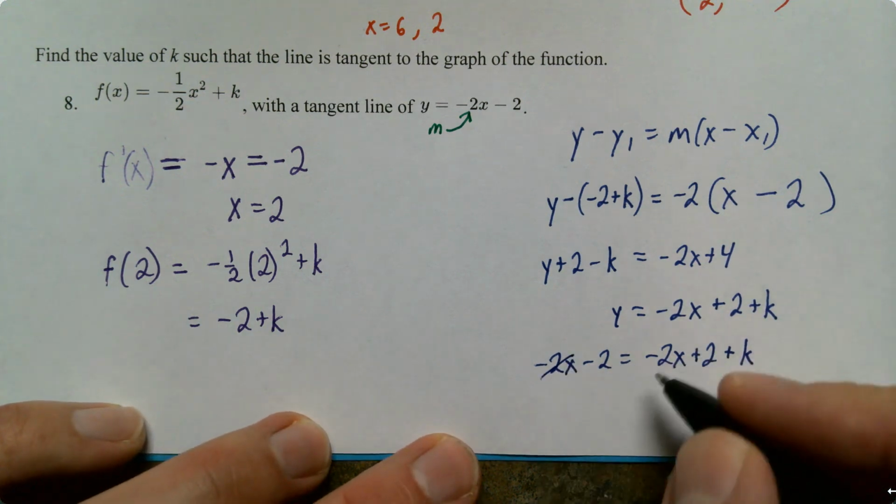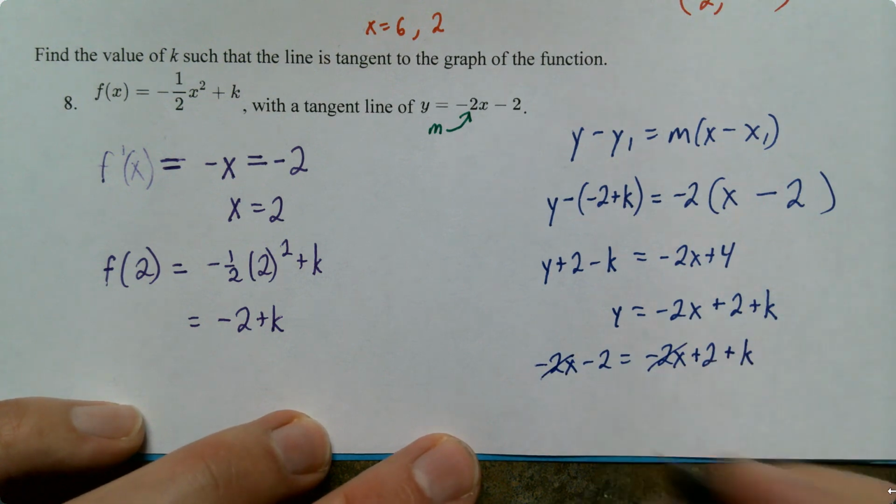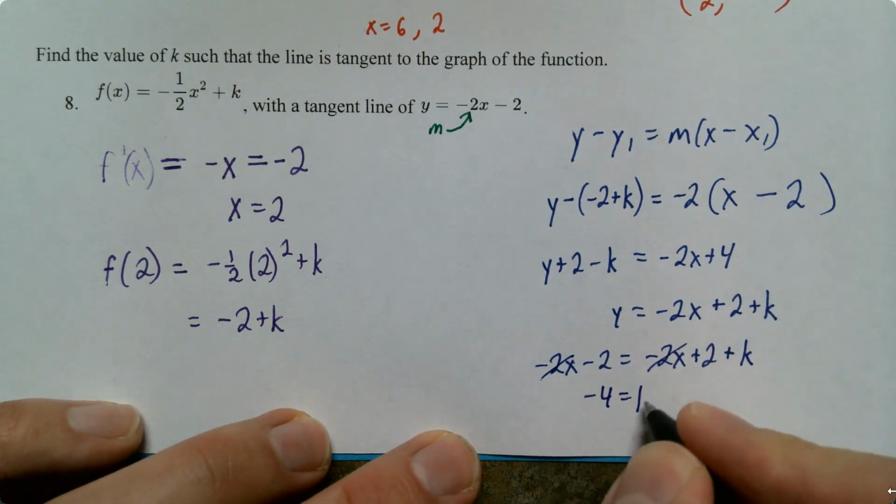So add 2x on both sides, and the x terms cancel. We will move this 2 over, and we have negative 4 is equal to k.